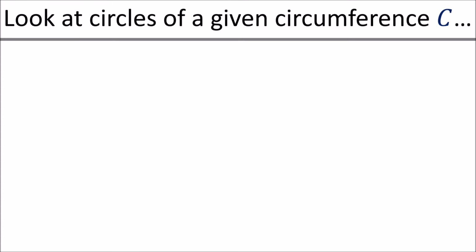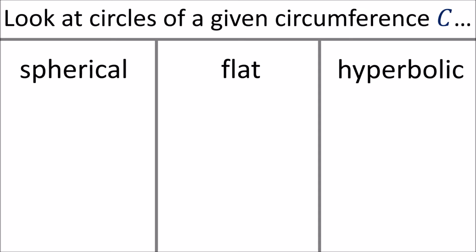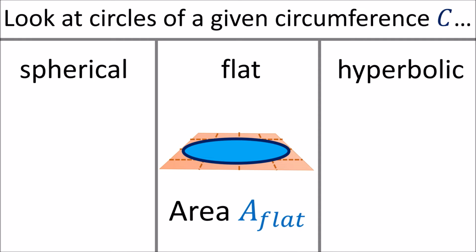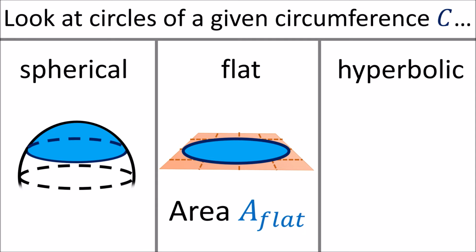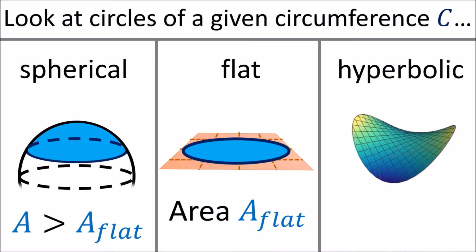When we look at a circle of a given circumference, in flat space, the area and the circumference of a circle are given to us by the standard flat space formulas. On a sphere, a circle with the same circumference has an area that's greater than what we'd see in flat space, because the space bulges out and increases the surface area. In the hyperbolic plane, a circle with the same circumference has an area that's smaller than what we'd expect in flat space, because the circumference wastes a lot of distance going up and down around the saddle point, and it doesn't enclose as much area.